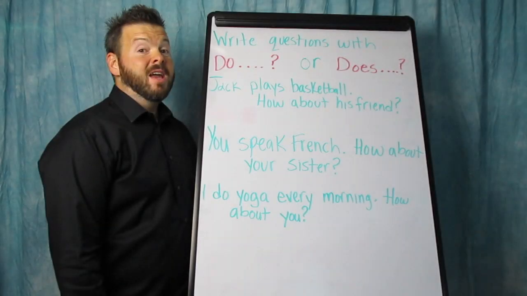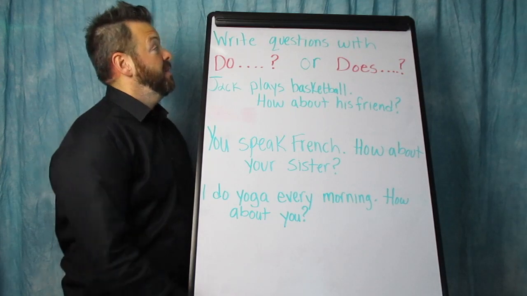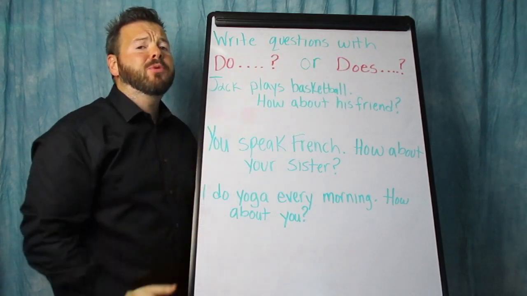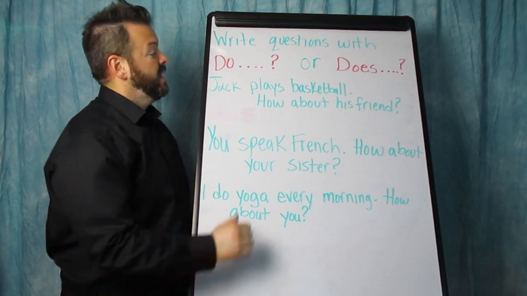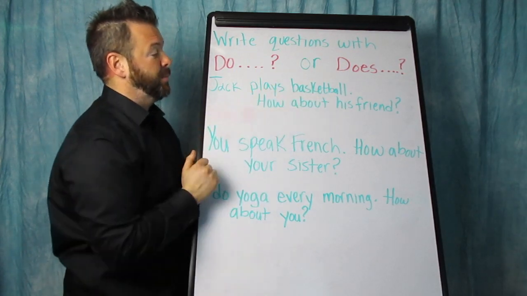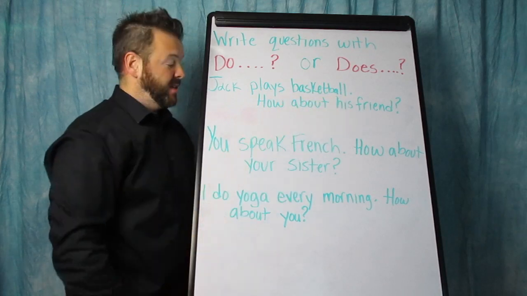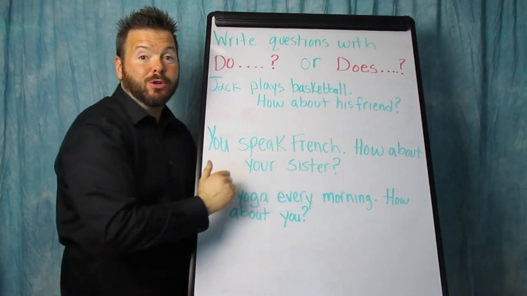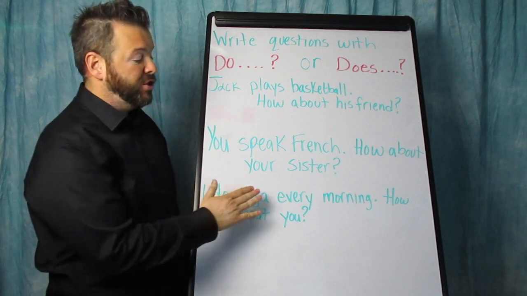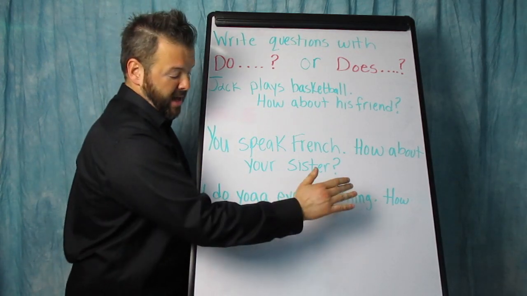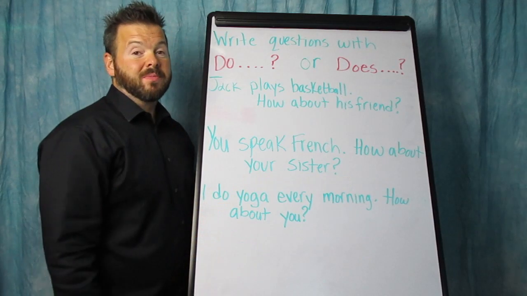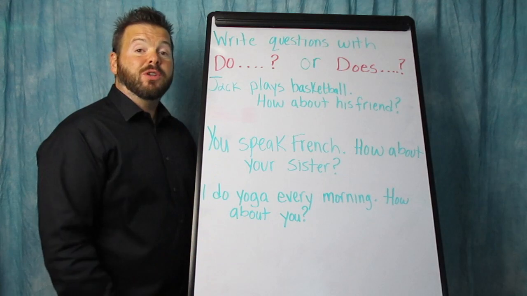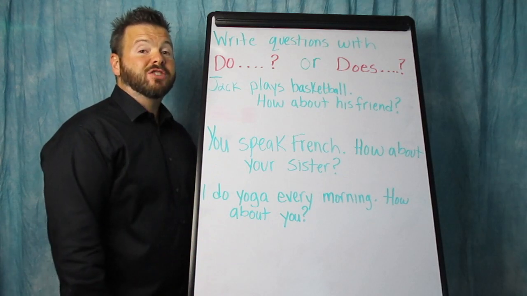Okay, everybody, here's some more examples of write questions with do or does. Let me read everything for you first. Jack plays basketball. How about his friend? You speak French. How about your sister? I do yoga every morning. How about you? Pause the video here, write everything down, and when you come back, we'll do the questions and answers together.